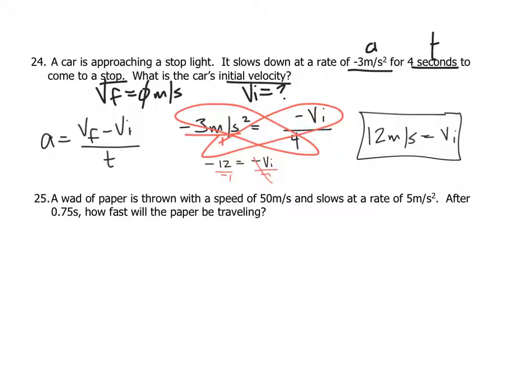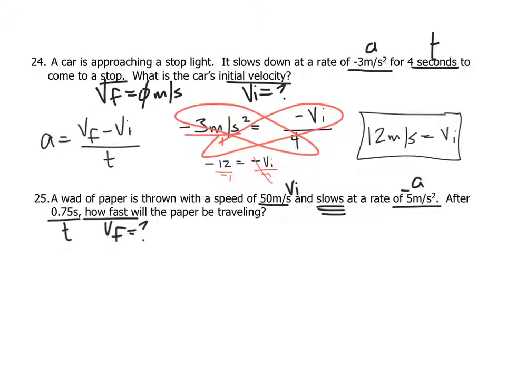Number 25. A wad of paper is thrown with a speed of 50 meters per second and slows at a rate of 5 meters per second squared. After 0.75 seconds, how fast will the paper be traveling? Okay, so it's thrown with an initial velocity of 50. It's slowing down at a rate of 5 meters per second. So this is acceleration, but the fact that it is slowing tells me that this is a negative 5 meters per second squared. And the time is 0.75. How fast is it going? Final velocity.